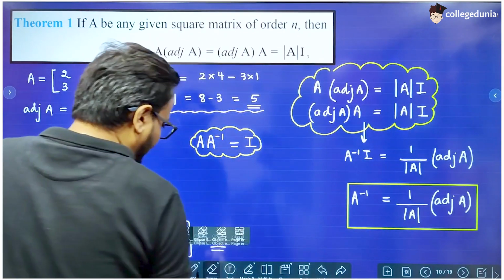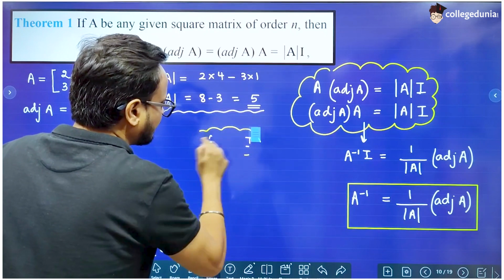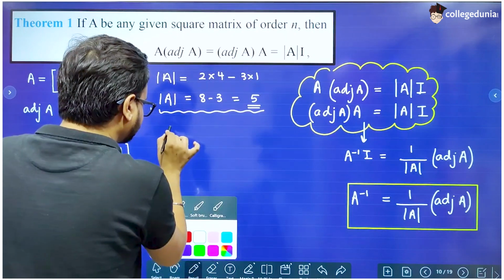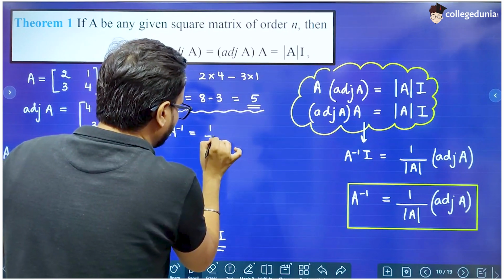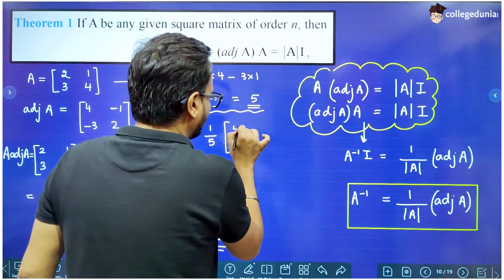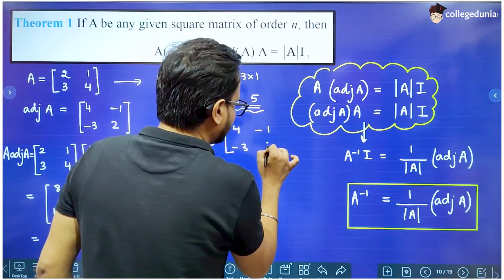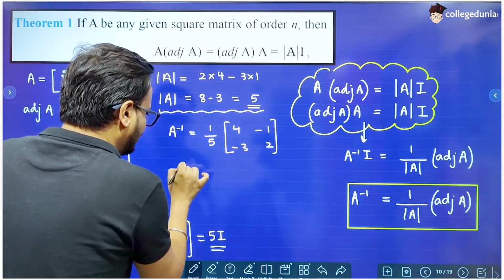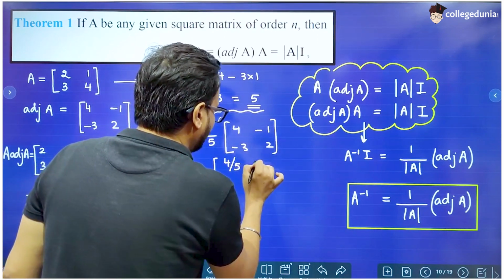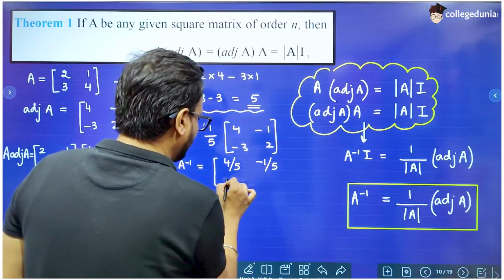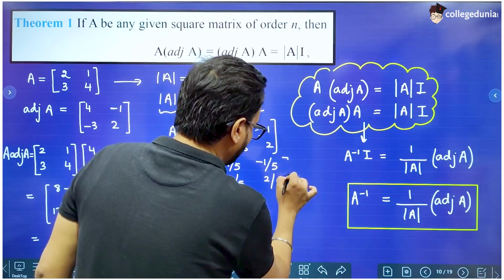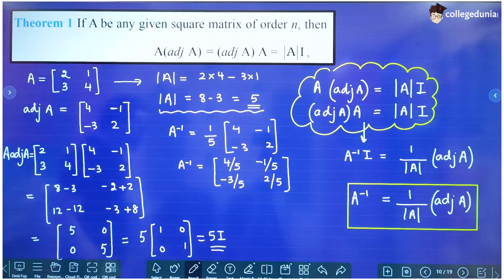For example, the inverse in this case is 1 upon 5 into the adjoint. What was the adjoint? 4, minus 1, minus 3, 2. So A inverse is simply 4 by 5, minus 1 by 5, minus 3 by 5 and 2 by 5. Right?